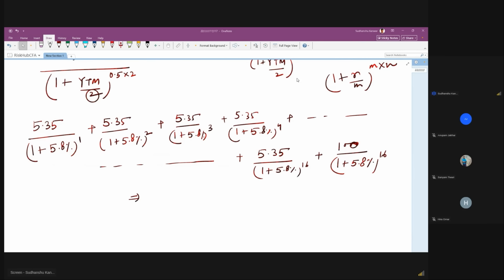Okay, so we'll go back to the solution. Can I ask a quick question? Please ask the question. What is the logic behind dividing the YTM by 2 to arrive at the price? I may have missed if you explained that part.